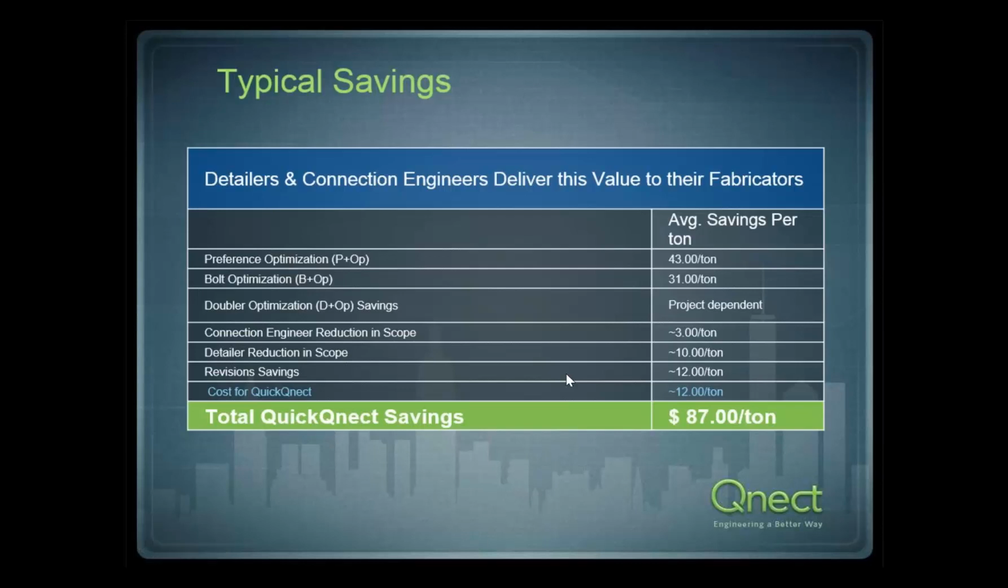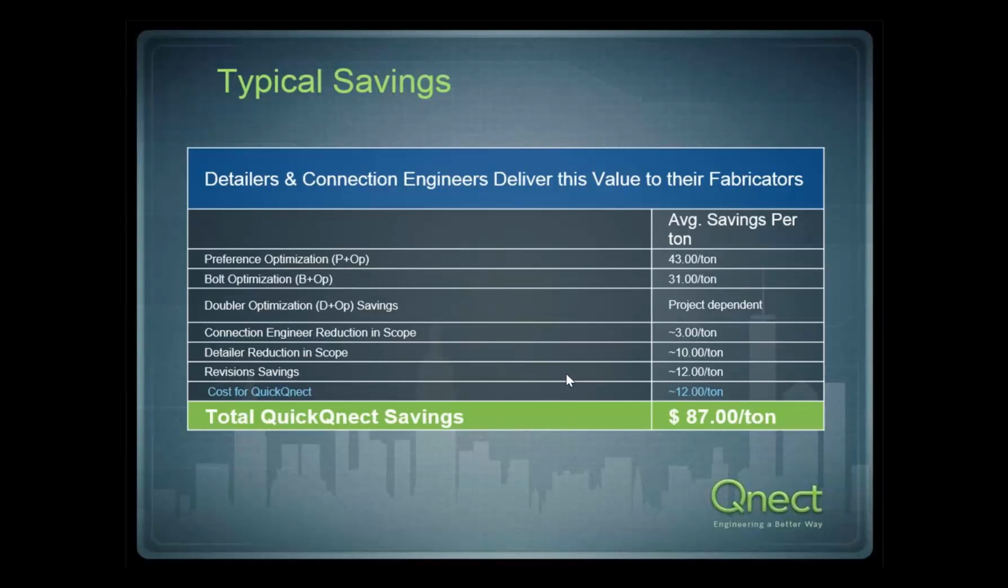So just so you can get a good sense of what kind of savings, and this doesn't include your time savings and the ability to get it out the door more quickly, and also the free, well, actually I think we did talk about revisions. But preference optimization, we just looked at all of our customers' jobs that they've run previously and estimated what an average savings would be. And we see the preference optimization is offering about $43 a ton. Bolt optimization about $31 a ton.